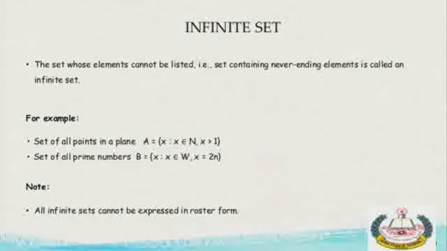Infinite set. If a set contains an unlimited number of elements having no end, it is called an infinite set. A set whose elements cannot be listed, or a never-ending set, is also called an infinite set. The set of all points in a plane and the set of all prime numbers are also infinite sets. An infinite set cannot be expressed in roster form.